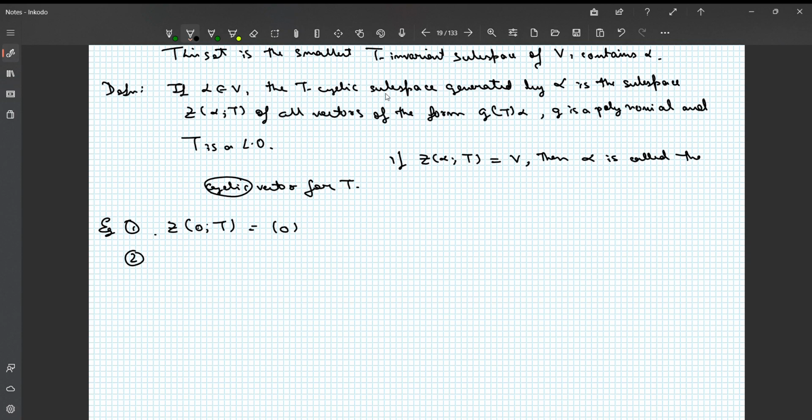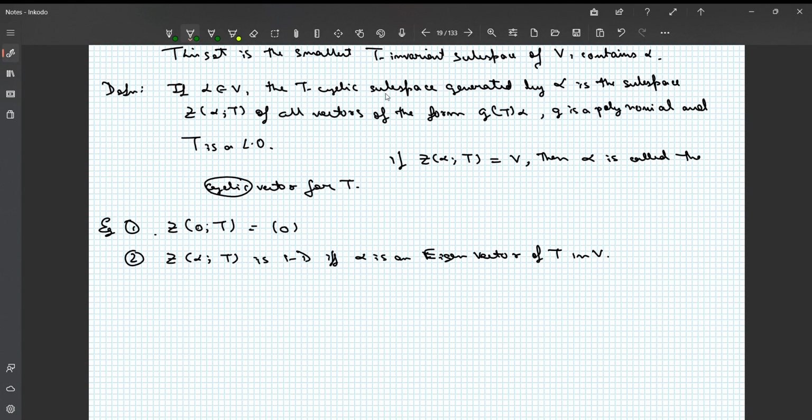Number two, you can think of this as a lemma: the T cyclic subspace generated by alpha is one dimensional if and only if alpha is an eigenvector of T in V. How do we think of proving this?